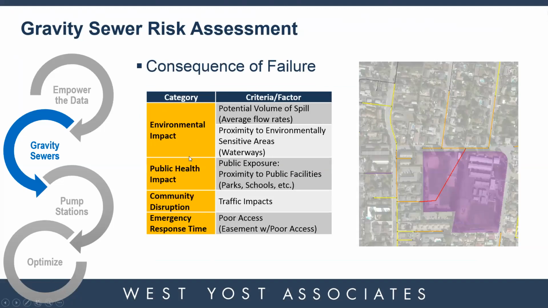Then we look at the consequence of each pipe failing and having an SSO on it. So we used very typical factors like environmental impact, how close is it to a waterway, public health impacts, how close is it to a school.